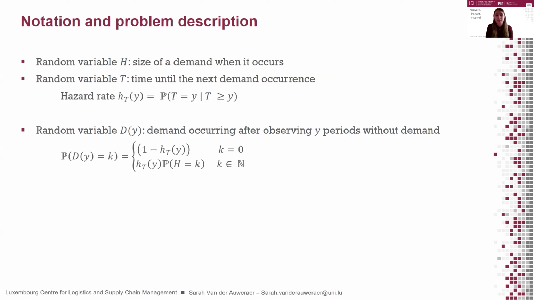Now with our random variable t, we determine a hazard rate h_t(y), where y is the number of periods since our last demand observation. And with this, we can express the probability of observing a demand today, so after y periods, given that our last demand is y periods ago. And this is what we call our hazard rate. Now, using our random variables h and t, we can express a random variable d(y), which is the demand occurring after y periods with no demand at all. So we can express the probability that our demand in a certain period is of value k, using both the probability that the demand will occur and that it will be of size k.